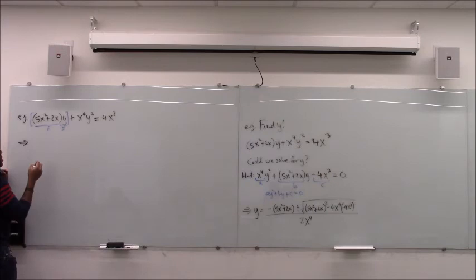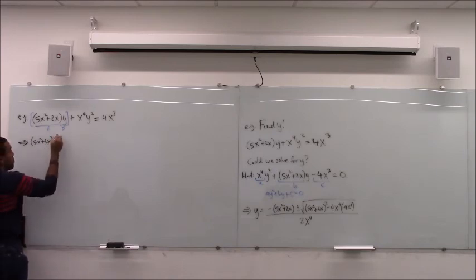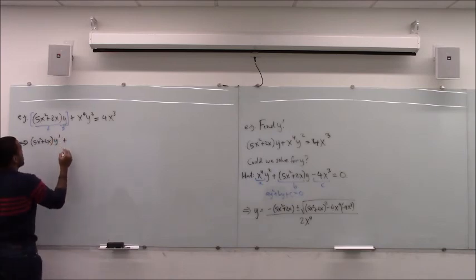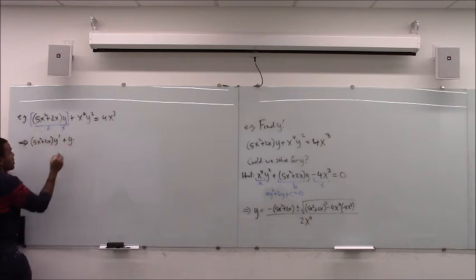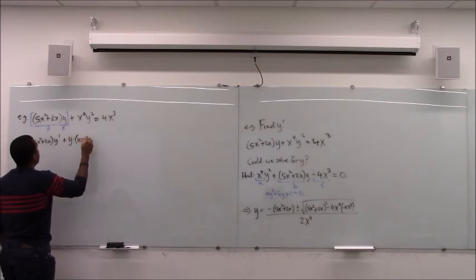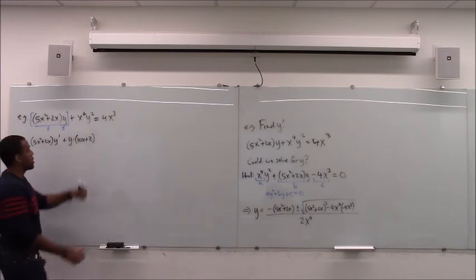And then plus, well, you're leaving this one alone, the 5x squared, and you want to differentiate the second function. What is the derivative of y? y prime. Okay. Plus y, you leave that one alone, and then 10x plus 2. So you just use the product rule, and of course use the chain rule when you're differentiating the y.